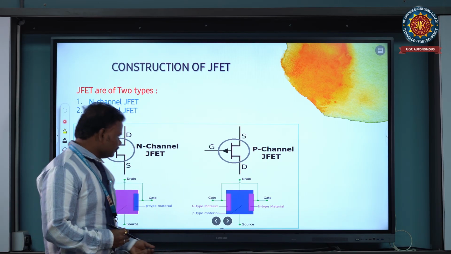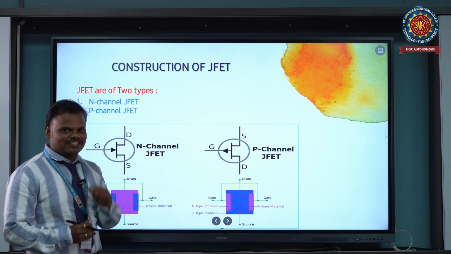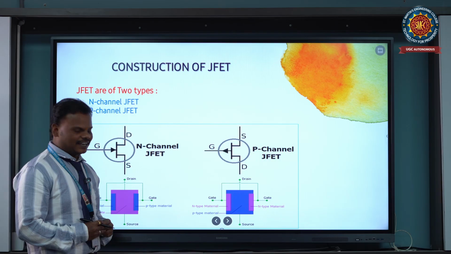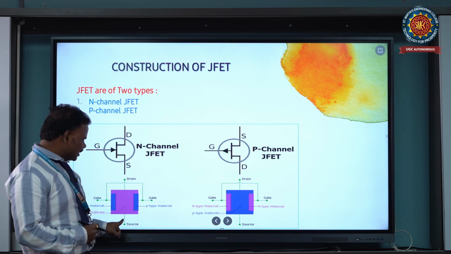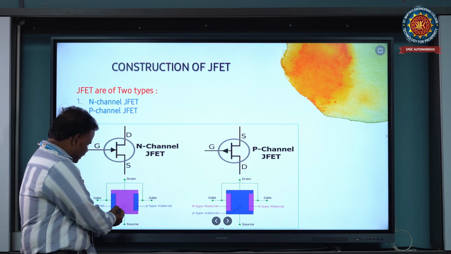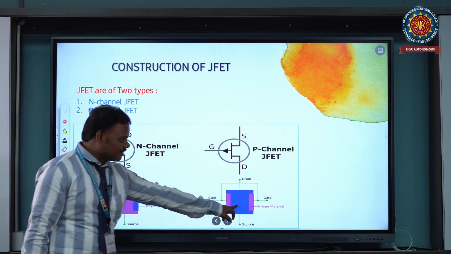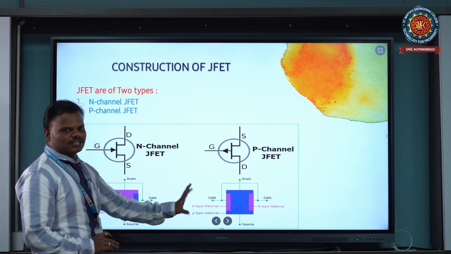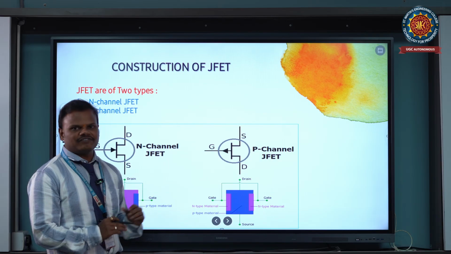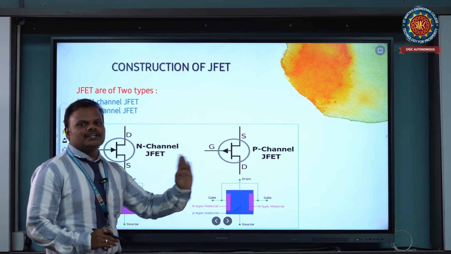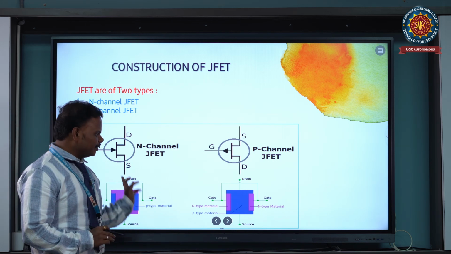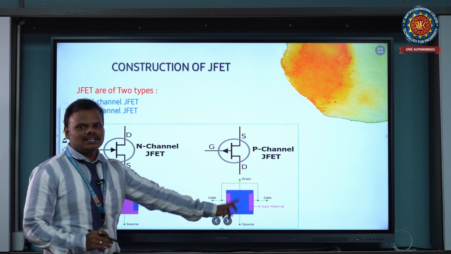As I mentioned, we have two types of JFETs. The first one is the N channel JFET, whose construction has an N type substrate, whereas here we consider a P type substrate. The difference is based on the arrangement; the same materials are used, but the construction is a little different. So these are the constructions of the P channel JFET and N channel JFET.